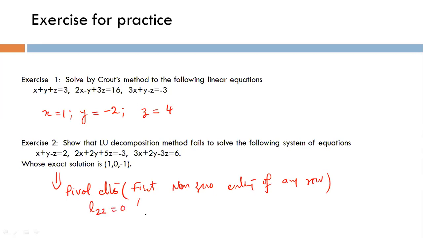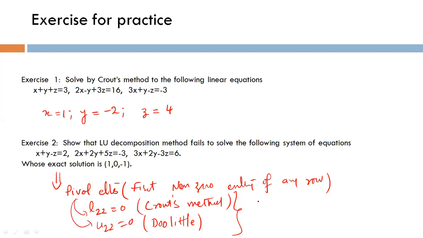L22 is 0 in the case of the Crout method. If you use the Crout method, L22 is equal to 0. And if you apply the Doolittle method, U22 is 0. So that's why these entries, the pivot elements, are going to be 0. So we can't apply LU decomposition.